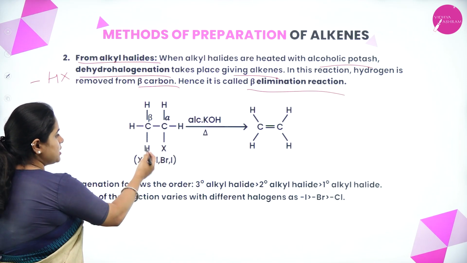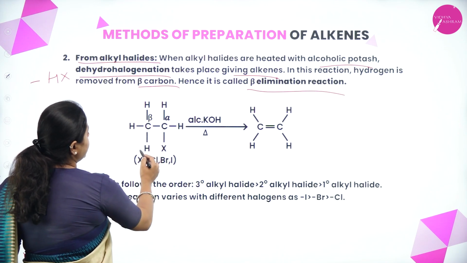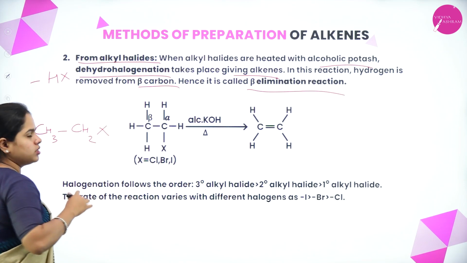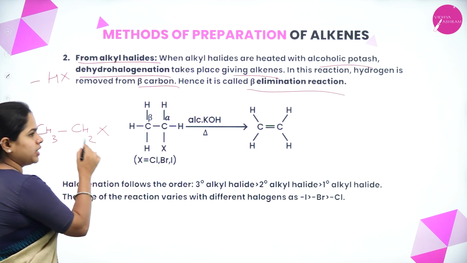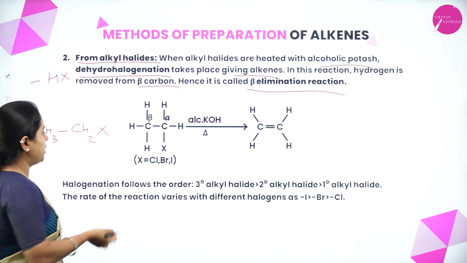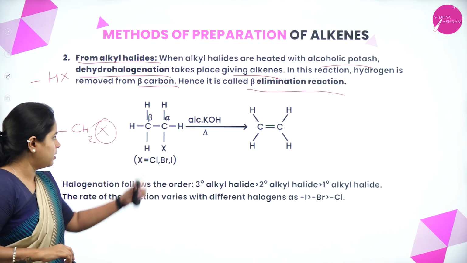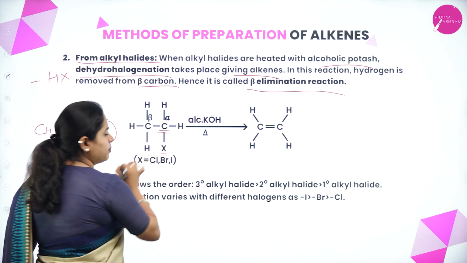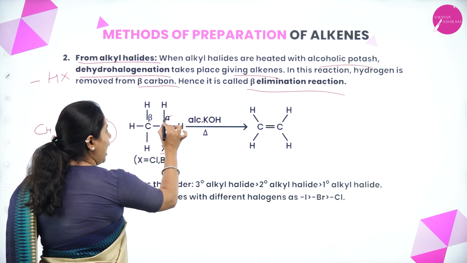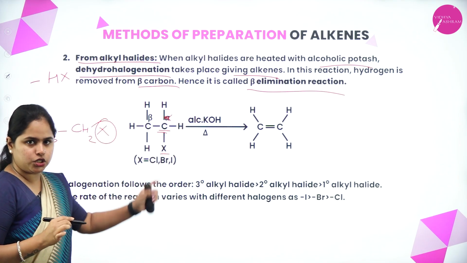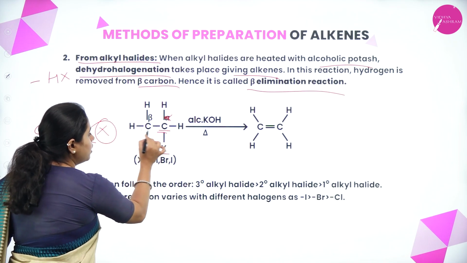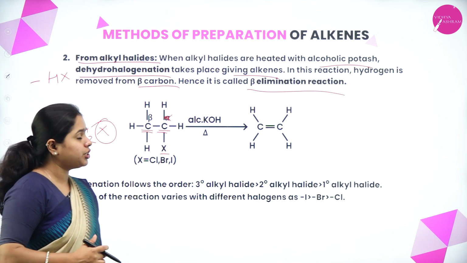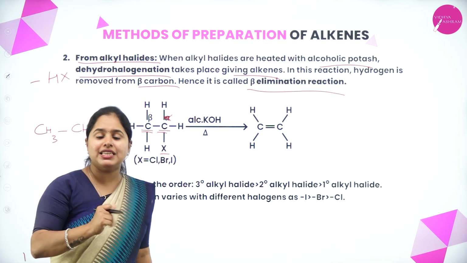So let's see. The example we have taken here is CH3CH2X. So this is an alkyl halide. That means instead of CH3CH3, one hydrogen is replaced and one halogen is added. That's how you got this. So the halogen is attached to this carbon atom. That carbon atom is the alpha carbon atom to which the halogen is added. The adjacent one is called the beta carbon atom. So why is it called beta elimination? Because the hydrogen atom will be removed from the beta carbon atom.